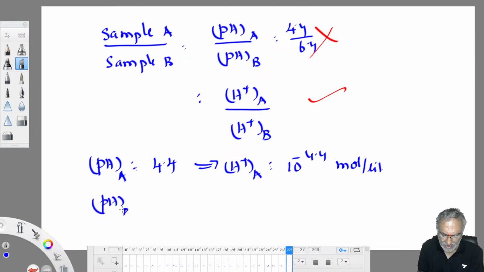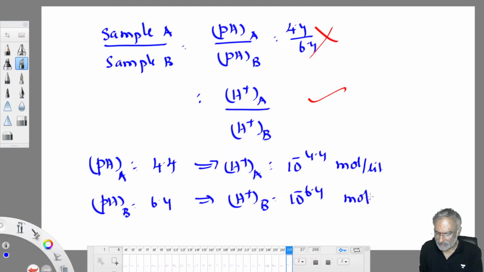pH of B is how much? 6.4. What is H plus of B? 10 power minus 6.4 moles per liter. So if you involve H plus ions straight away, then you get how many times it is more. Always only H plus ions are taken into account, not the pH, because pH is accompanied by a logarithmic term.